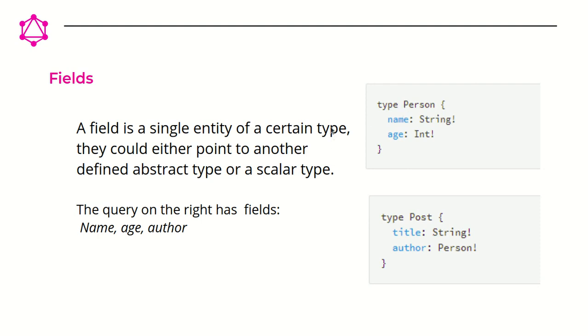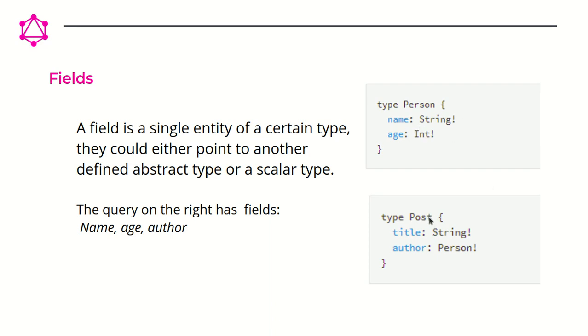So now fields can point to a scalar type. Scalar types are values like strings, floats, integers, and IDs. These values resolve to just a unit value. They don't resolve to another type. So name here is just a string, age here is just an integer, a number. And the bang sign here, the exclamation sign, just means that it cannot be empty. So anybody using this type must provide a name and an age.